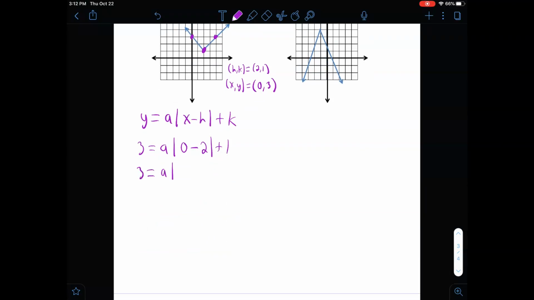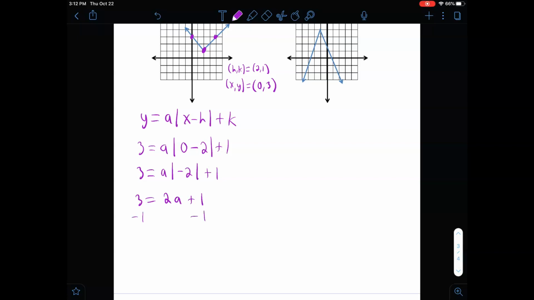So we have 3 equals. We need to do absolute value first. It's like grouping symbols. It's like parentheses. So 0 minus 2 is negative 2, all plus 1. We have a times, well, actually, what is the absolute value of negative 2 going to be? That's going to be 2. So now we have 2 times a plus 1. You could write a times 2 if you wanted to, but 2a is how we usually write that.